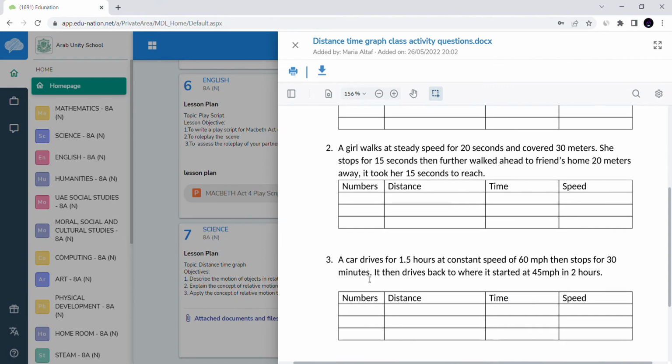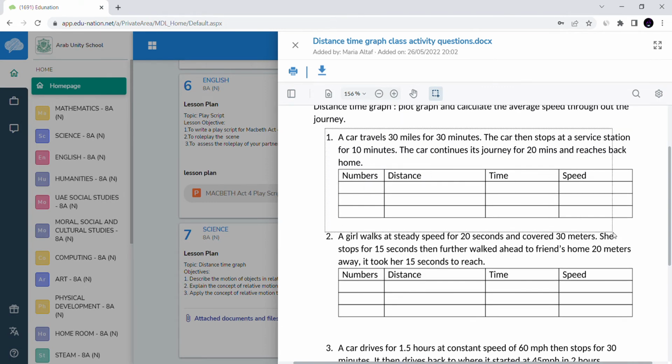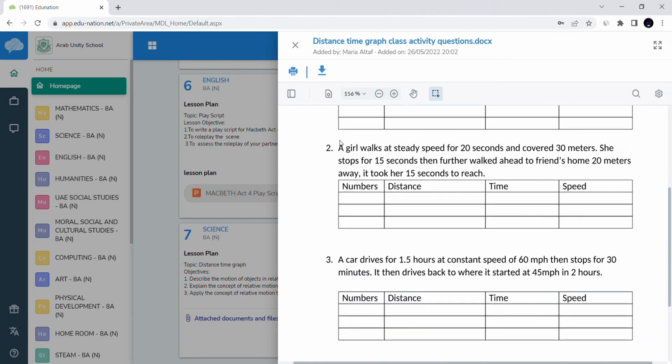And then guys, let's move on. Our first question is finished. So guys, let's go to question 2. In this question 2, a girl walks at steady speed for 20 seconds and covers 30 meters. She stops for 15 seconds, then walks further ahead to a friend's home 20 meters away. It took her 15 seconds to reach.